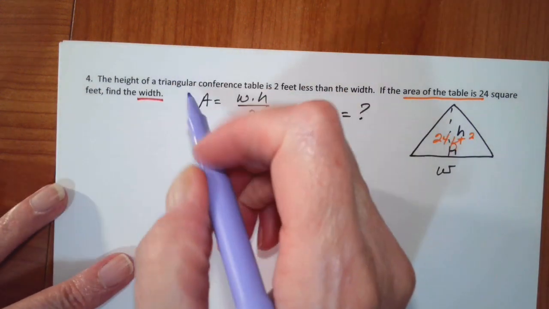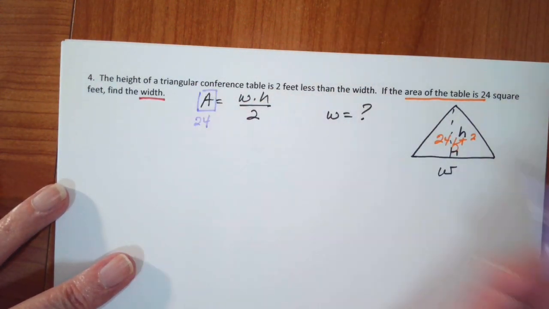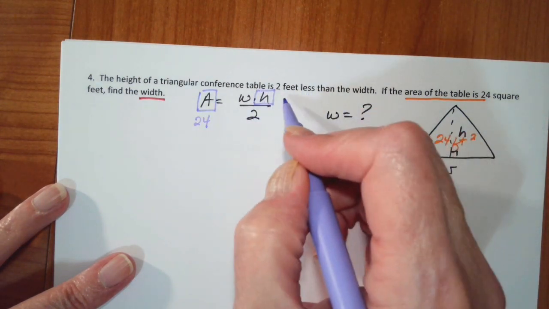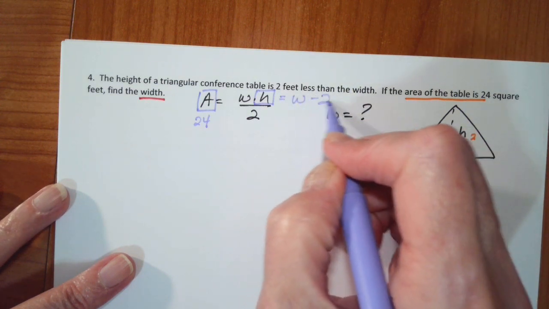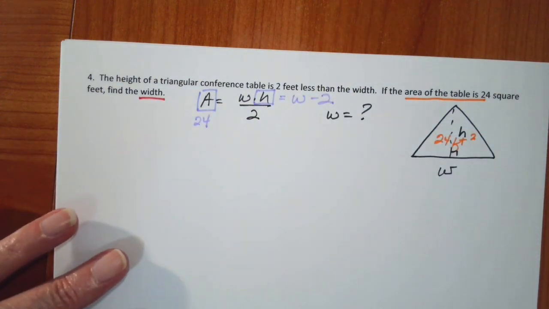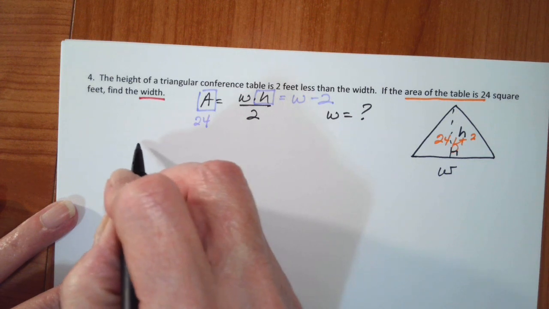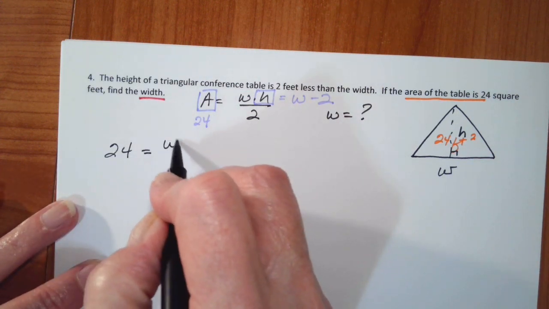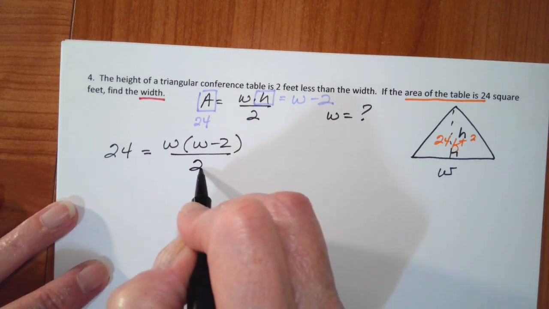Well, we know from the problem that the area is 24, and we know that the height is 2 feet less than the width, so that's the width minus 2. So I know that 24 is equal to the width times the height divided by 2.